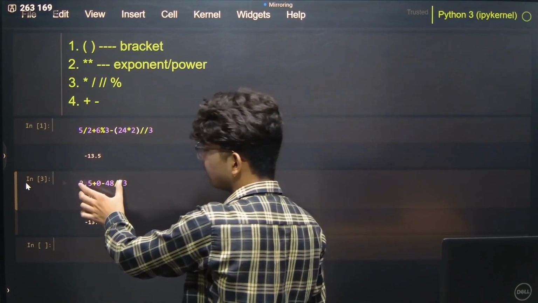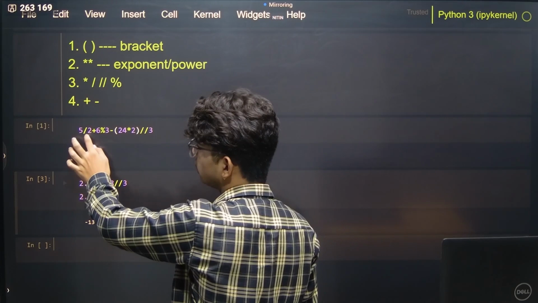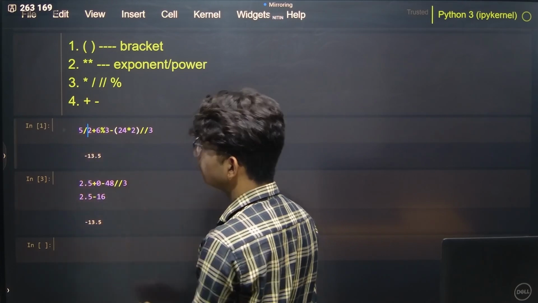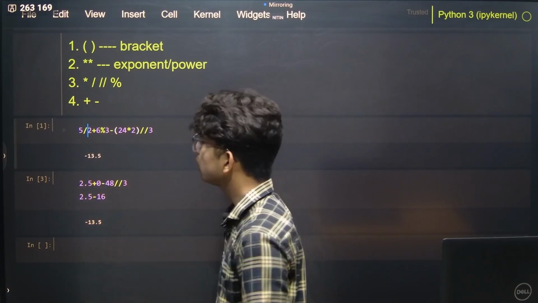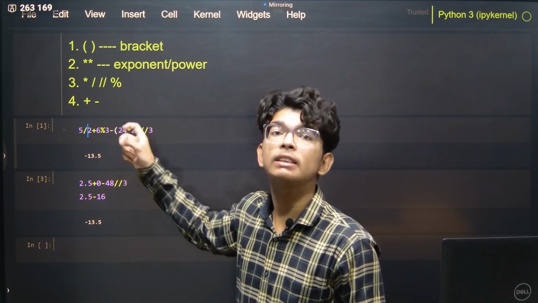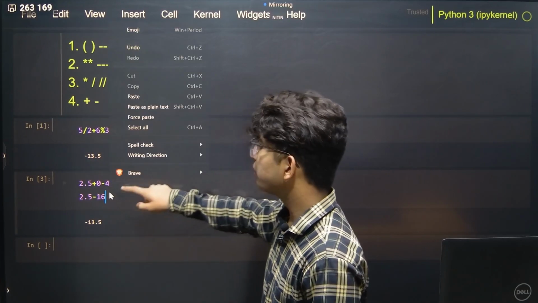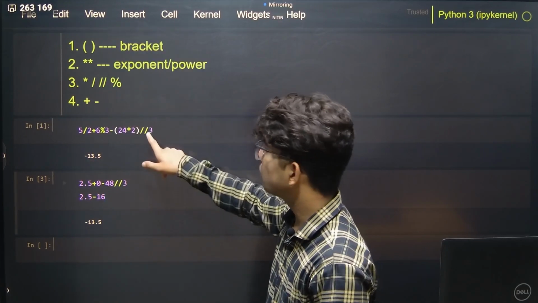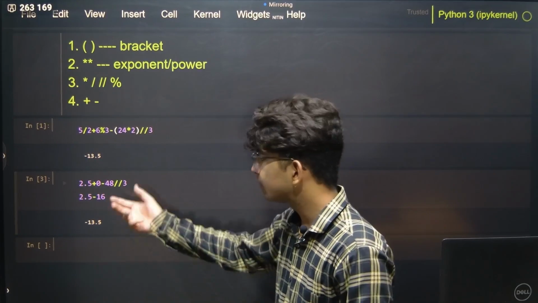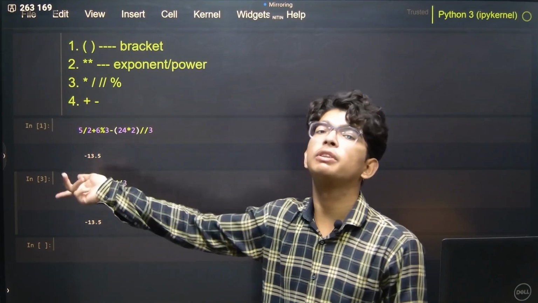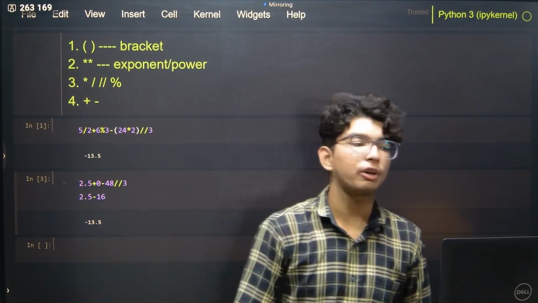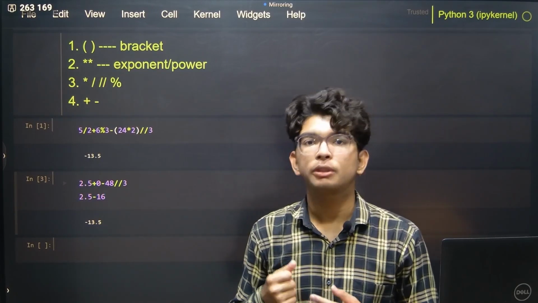So in our second line, what we got is the result of division is 2.5, the result of modulus is 0, the result in this bracket is 48, and after that we got the result of our floor division in the next line, and after that we got the result of our subtraction, which is minus 13.5. I hope this example is clear to you all.